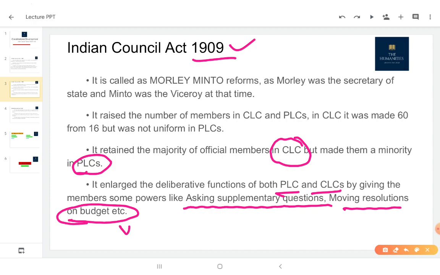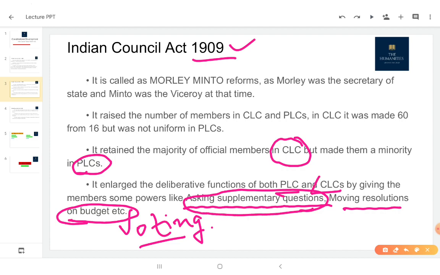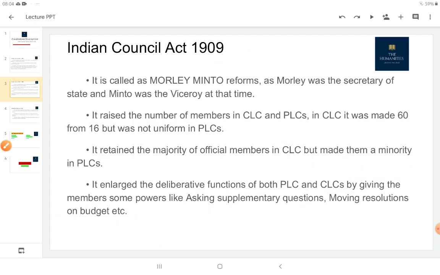Even then, the voting right was not there, but they could advise changes to the budget, and they could ask supplementary questions to the executive body of the Viceroy. So these authorities, these rights were given to the members of the legislative councils.